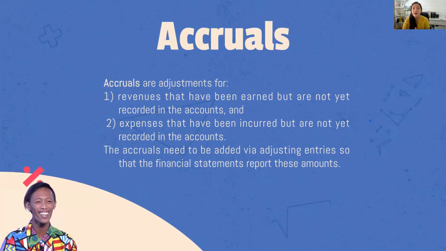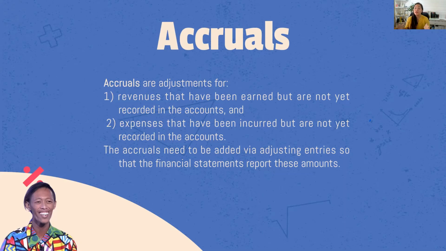So accruals are adjustments for revenues that have been earned but are not yet recorded in the accounts. That means the work is already done, but not yet recorded. Expenses that have been incurred but are not yet recorded in the accounts. Meaning, you already spent it, you already incurred it, but you have not yet recorded it.